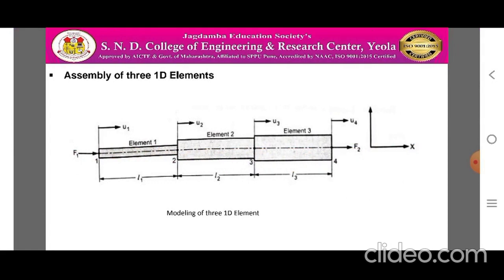Here the figure shows the assembly of three one-dimensional elements, element 1, 2 and 3 as shown in the figure, having the nodes 1, 2, 3 and 4. The force F1 is acting at node 1, while the force F2 is acting at node 4. The three elements have lengths L1, L2 and L3 respectively for elements 1, 2 and 3. U1, U2, U3 and U4 are the deformations at the respective nodes.